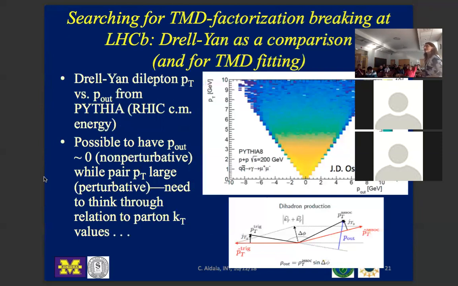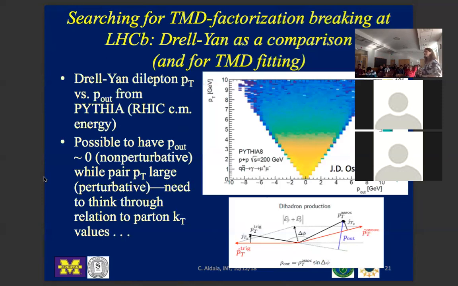This is Pythia, at RHIC center-of-mass energy, but this is just to give people a sense. One thing that we only started thinking about recently is that it's possible to have pout close to zero, which we would say is a non-perturbative momentum scale, right? But pT of the pair could be anything, right? Here, most of your statistics are always at lower pT, but you could have zero pout and 10 GeV for pT of the pair.